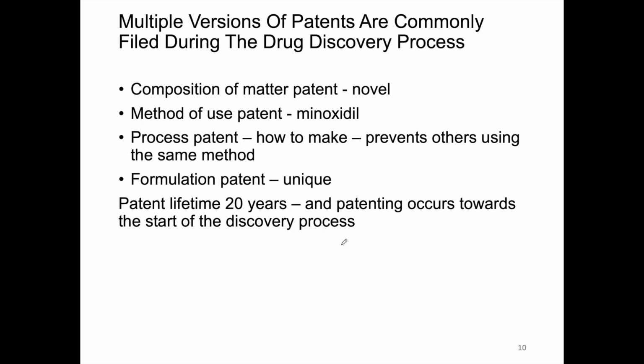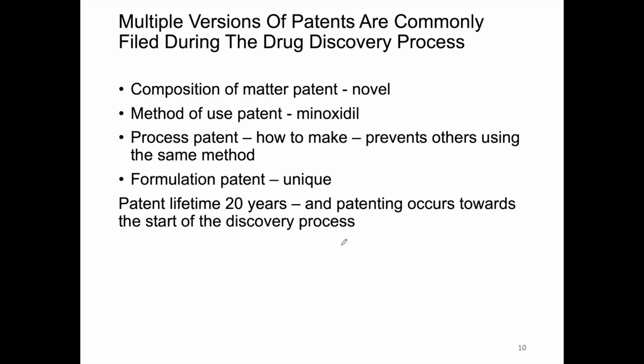Typically, multiple versions of patents are filed. For example, it could be the composition of matter, meaning the unique structure of the chemical or the biological entity. Or the method of using a material. So minoxidil was a blood pressure-lowering drug initially, and then it was discovered that it promoted hair growth. So the hair growth discovery was a second patent.